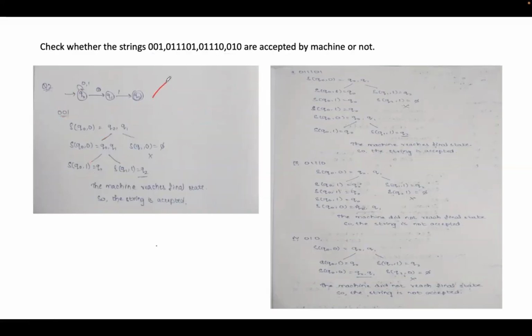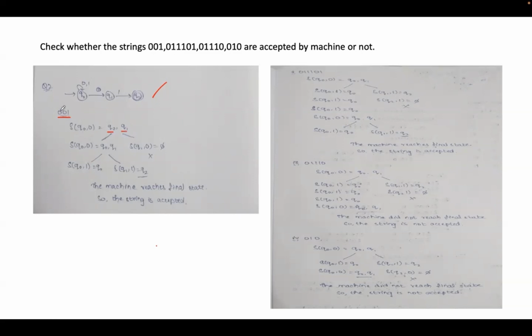So this is a given finite automata and these are the strings. You need to check whether these strings are accepted by the machine or not. Let us take the first input string 001. Here you can see delta of Q0 on 0 is moving to Q0 as well as Q1. So we are taking both the states and we need to check both the states in parallel.